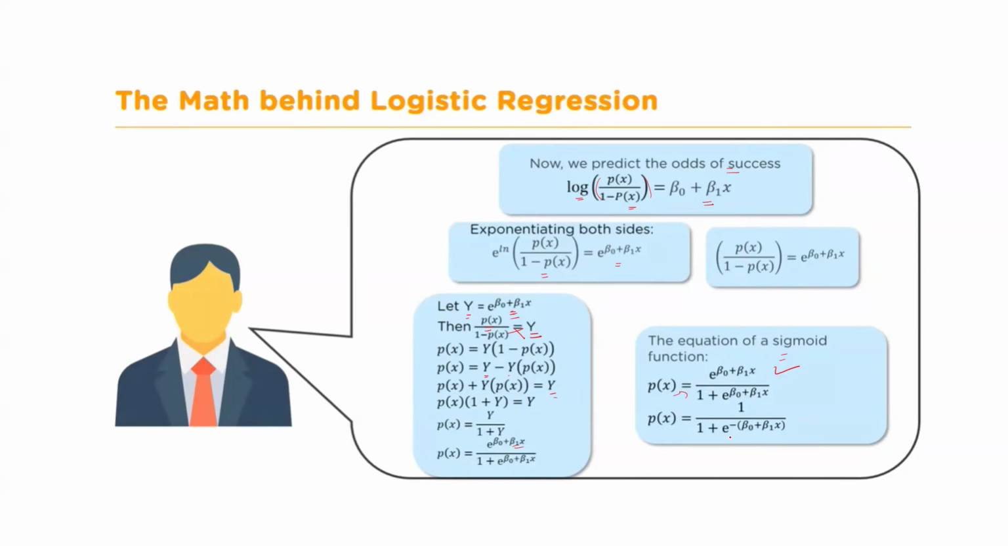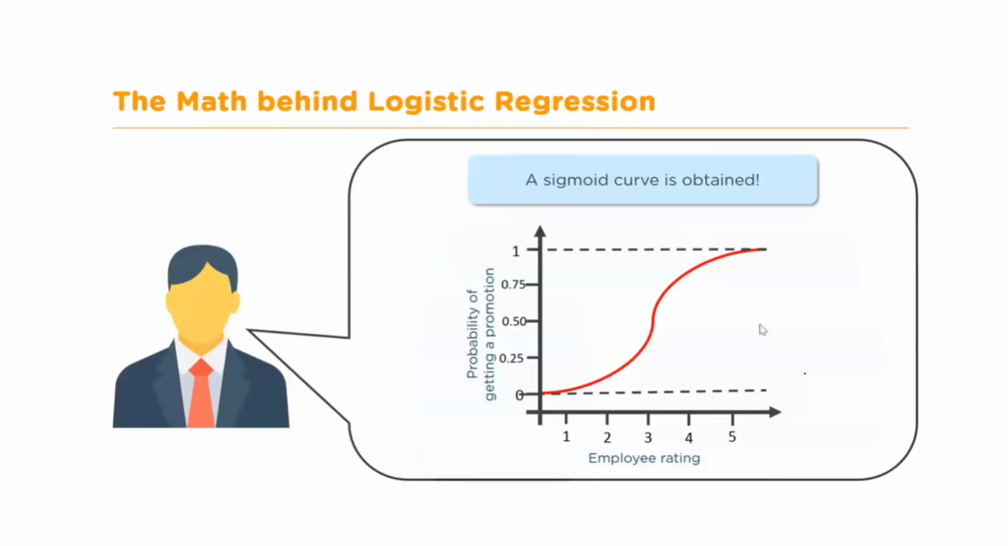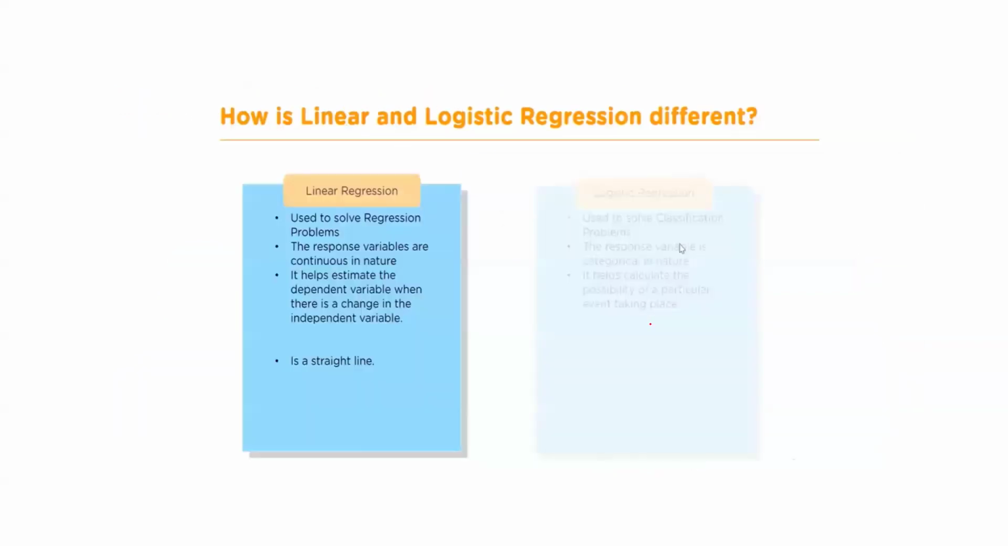And one more way we can represent this is, if you take this one as common, it can also be written as 1 by 1 plus e power minus b0 plus b1 into x. Either of these two forms of the sigmoid function can be used for calculating the outcome of a particular logistic regression. A sigmoid curve is obtained once we have calculated the outcome of a particular variable using the above equation. This is the sigmoid curve we are going to obtain.